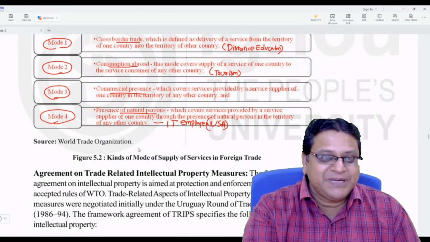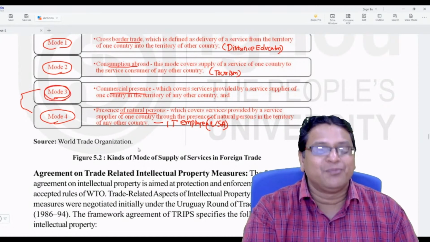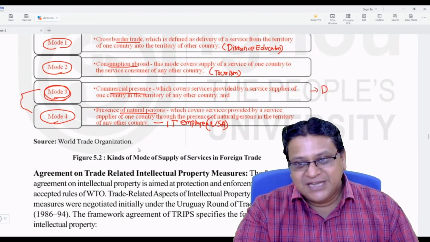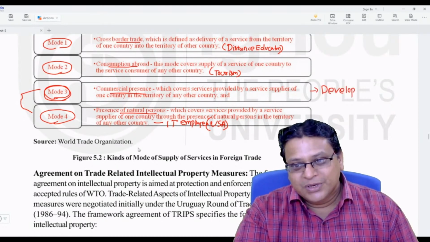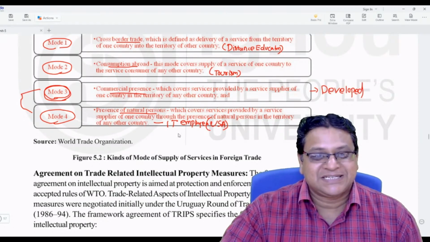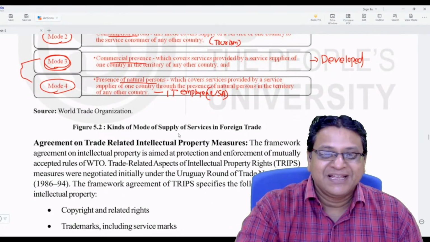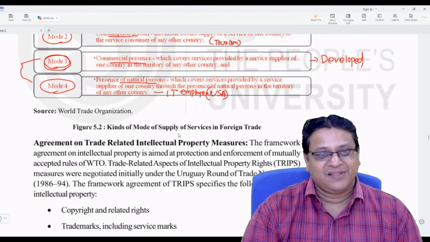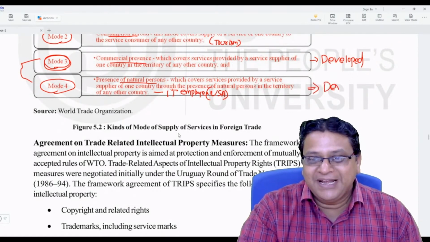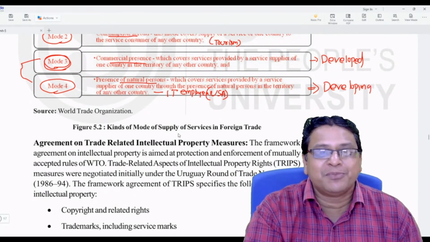The competition between developed countries and developing countries is over mode 3 and mode 4. Developed countries want developing countries to liberalize the rules related to commercial presence. They want to set up their business organizations in India and provide service. And developing countries want developed countries to liberalize mode 4 for services.